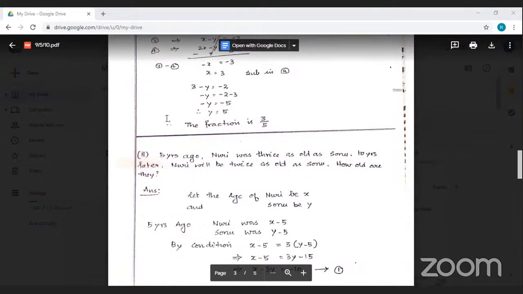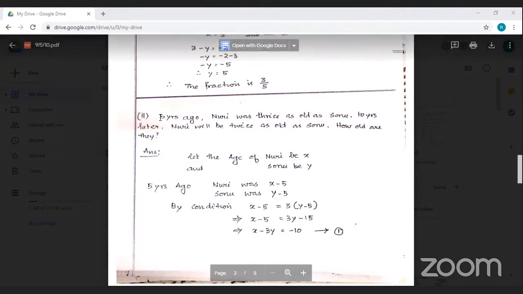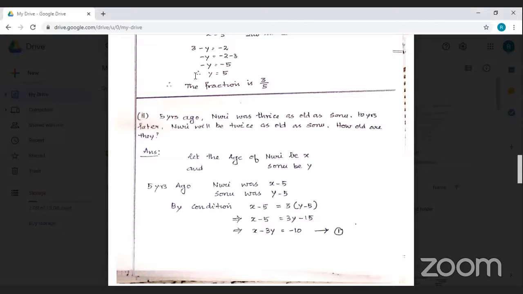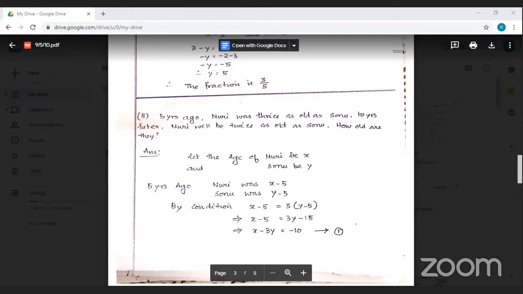Again, this is one of the very good questions. 5 years ago. 5 years ago means what? Minus 5. Excellent. Nuri was thrice as old as Sonu. 10 years later, Nuri will be twice as old as Sonu. How old are they now?